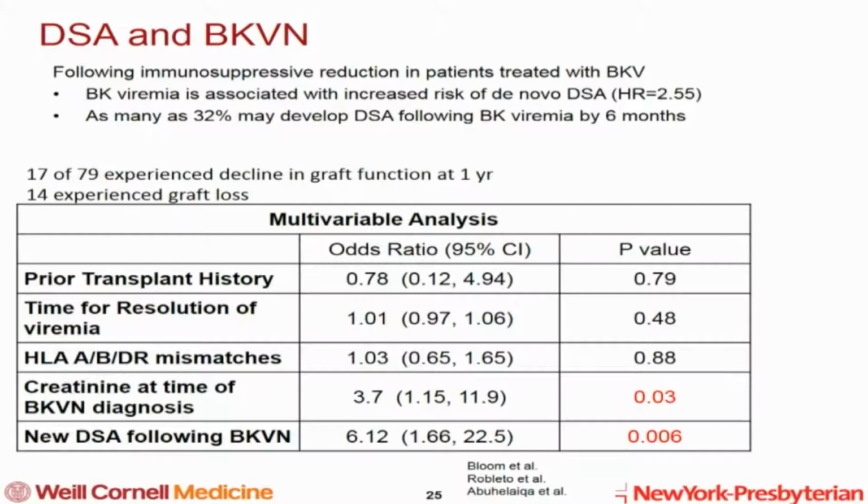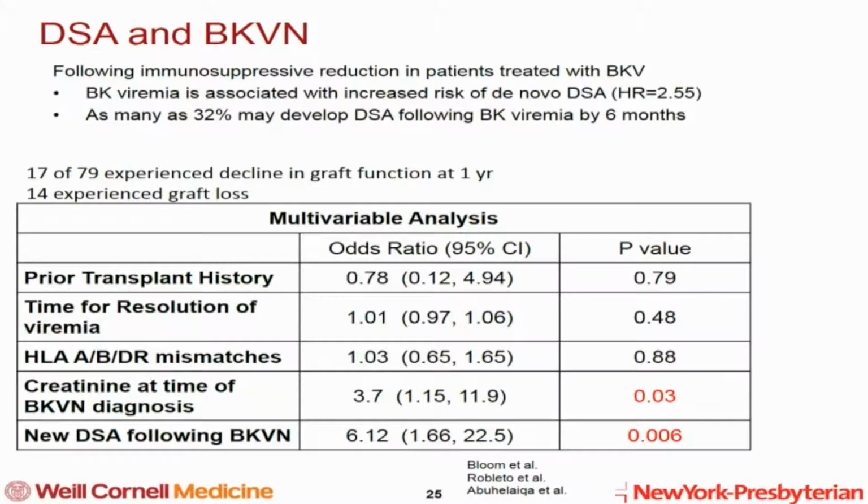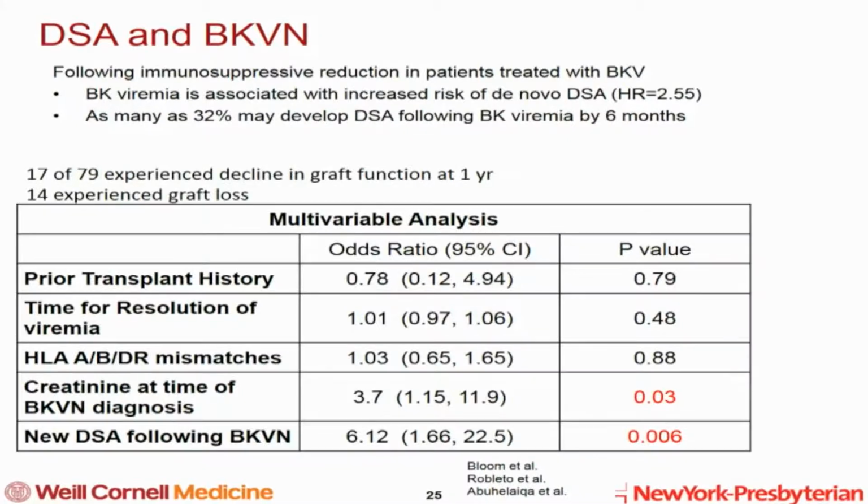In our cohort, we looked at our patients who had presumptive diagnosis as well as histology-proven BK virus nephropathy. Combining those two cohorts, we had a total of 79 patients. Of those 79 patients, 17 experienced decline in graft function at 1 year. So we performed an analysis to find out the risk factors for declining graft function, and that's the multivariable analysis that you see there. And the two variables that stood out were serum creatinine and the development of donor-specific antibodies.